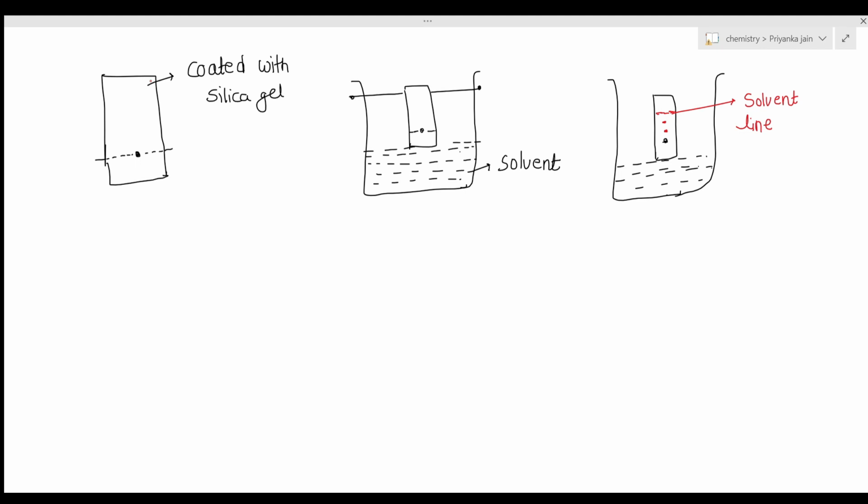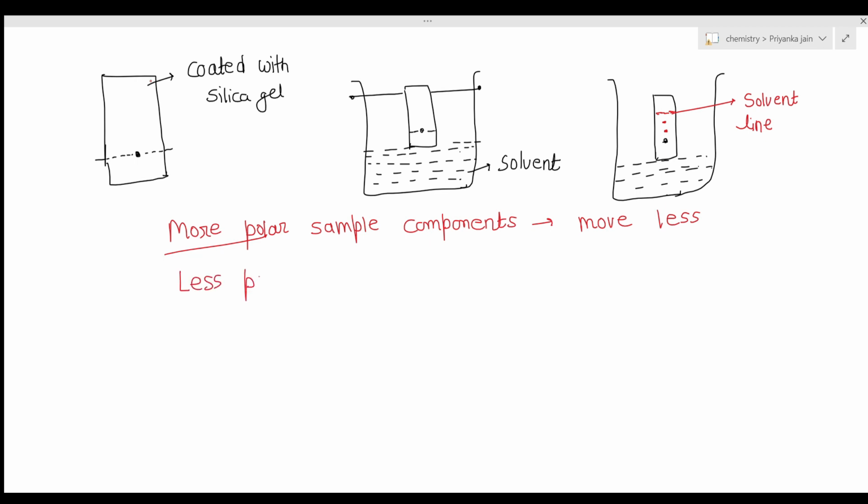We can write here: more polar sample components move lesser. Why are they moving lesser? Because they will form attractive bonds with the silica gel, because our silica gel is polar. So there will be polar attraction, right? But the less polar sample components move faster. In this way they get separated out.